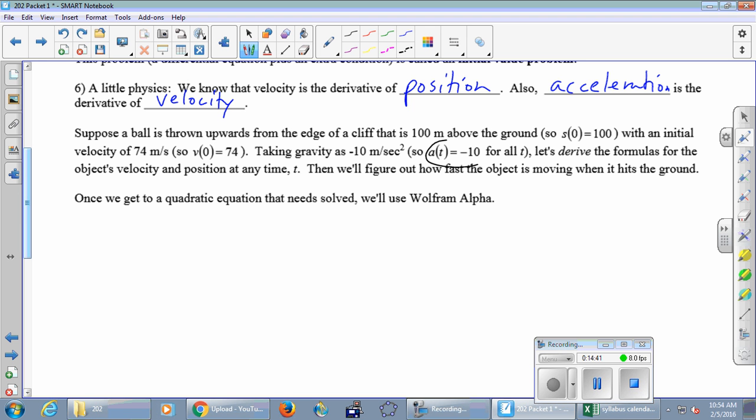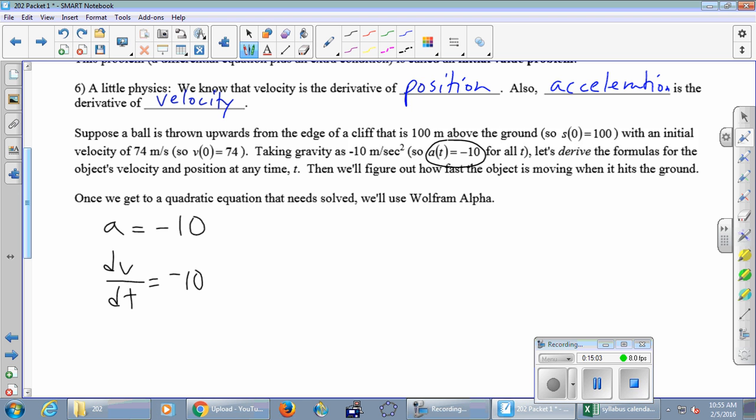Okay, we're going to start with this guy right here. a is equal to negative 10. But we're going to change this a, because we know that acceleration is the derivative of velocity. So instead of a, how about dv/dt equals negative 10? Buy it?